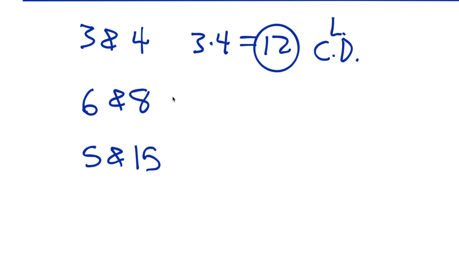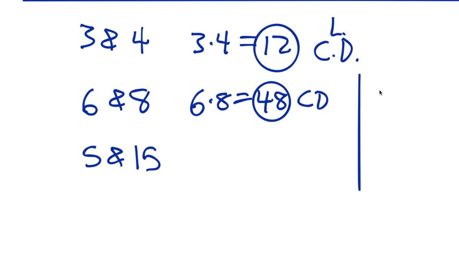So if we do 6 and 8, I'm going to multiply the numbers. 6 times 8 is 48. That is a CD, but guess what? The LCD is actually 24. I want you guys to know that. So if you're adding and subtracting numbers with 6 and 8 in the denominator, you could find a common denominator of 48 by multiplying the numbers, but make sure you always reduce to lowest terms at the end.